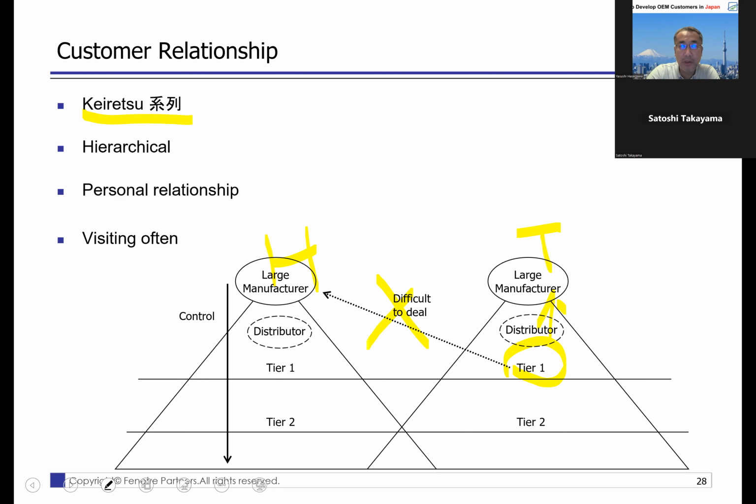Several years ago, Honda and Nissan announced they terminated the keiretsu exclusive supply chain network. However, this culture exists. And Toyota still has a very strict exclusive supply chain. So it's really difficult to get into business with Toyota. And the relationship is very hierarchical.